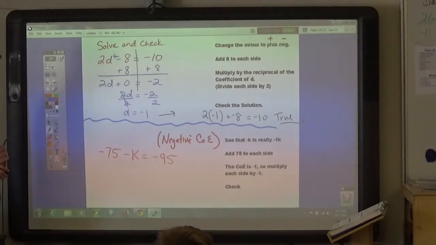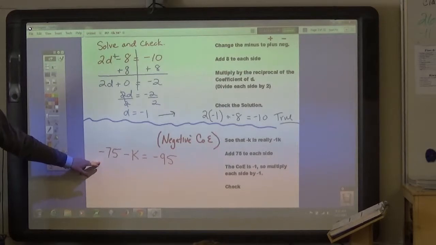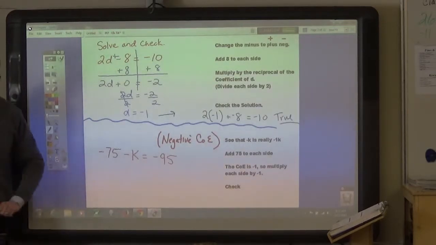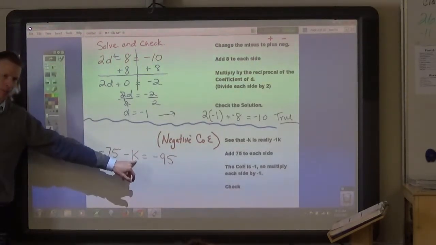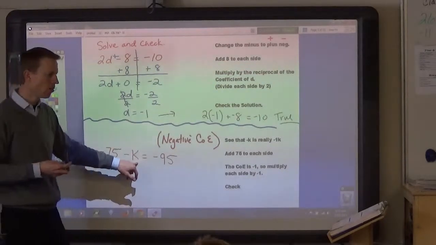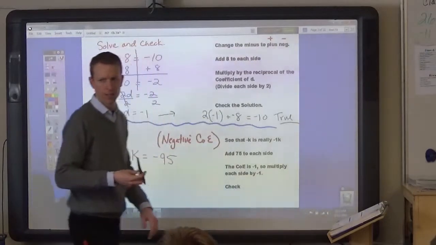Right? Now, here's one more type of problem. This one's a little bit different. Can you see what's different about it? You see anything that's different? You're subtracting. Yeah, you're subtracting the variable. Okay? Or you have a negative coefficient here. This is number 12 from your assignment.